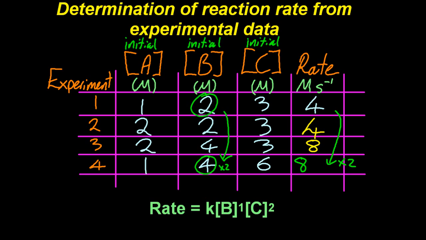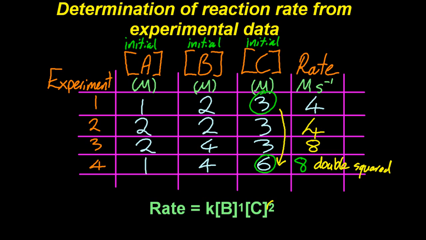And doubling C, get on with it, Thornley, there we go. Well, C is raised to the power 2. So doubling C is going to double squared the rate. That's how I think of it, double squared. So double squared is 4. And so my final rate is going to be 8 times 4, which is 32.